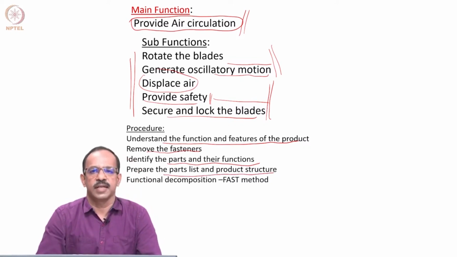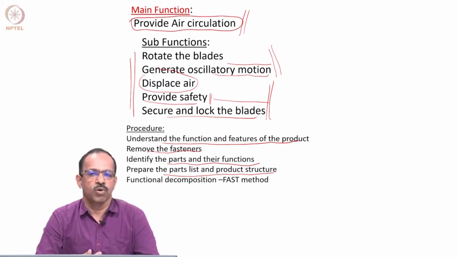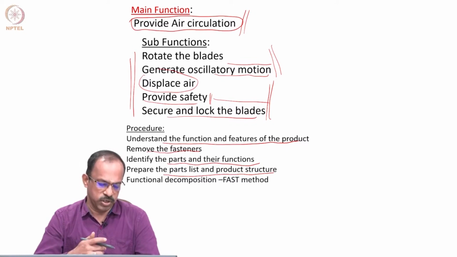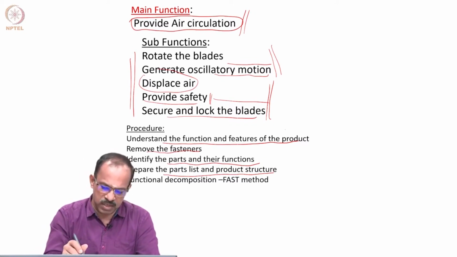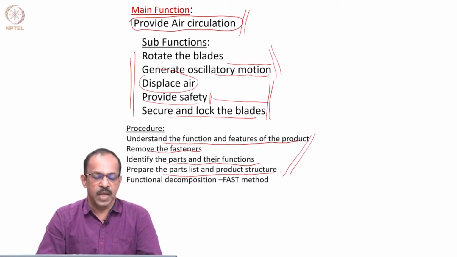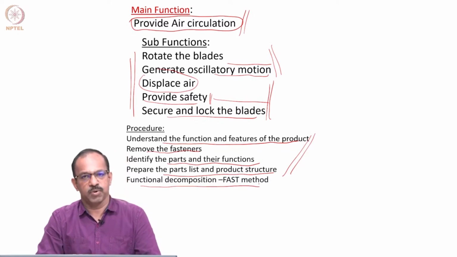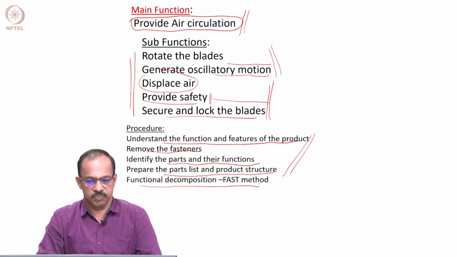Structure is basically how they are assembled, the sub-assembly, and how each part contributes to the whole structure of the product. That is what you need to do. Once you have understood this, for almost all products you will be doing these steps. Now you try to look at the functional decomposition of the product using the FAST method.